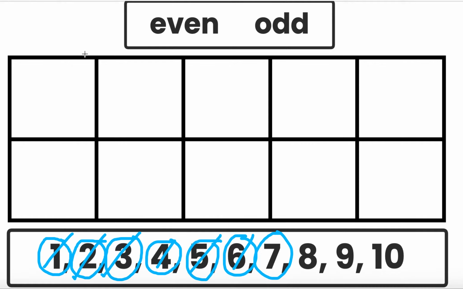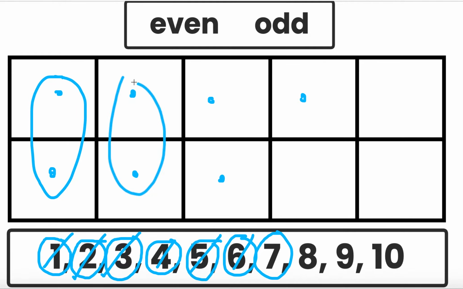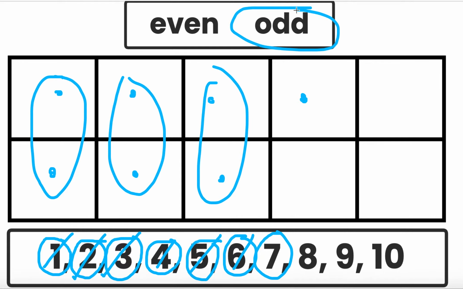Let's do number 7. 1, 2, 3, 4, 5, 6, 7. Okay, let's see my groups of 2. Here's 2. Here's 2. Oh, there's a little odd guy out here. I can't do equal groups. So since there's an oddball out, that means the number 7 is odd.